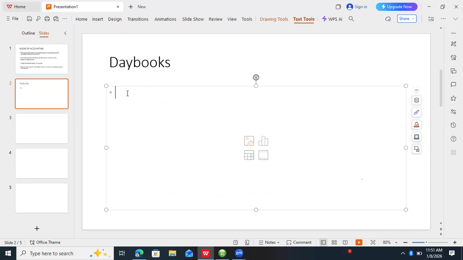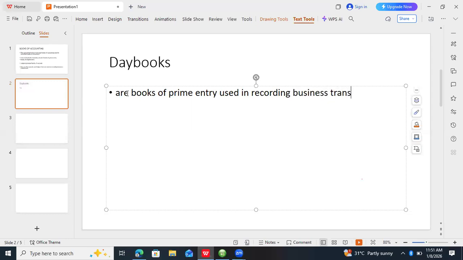So day books are books of prime entry used in recording business transactions on daily basis. So that is a day book. The name suggests to you what it is. It is used to record transactions on daily basis. However, they are the prime books. In other words, they are the first book where you make the entry.